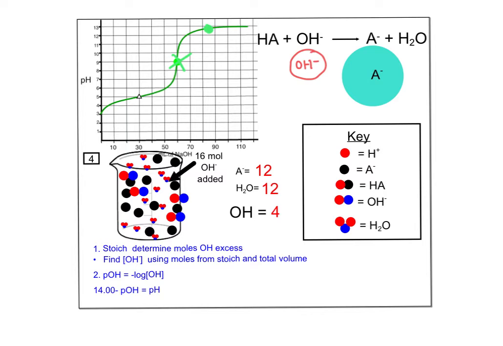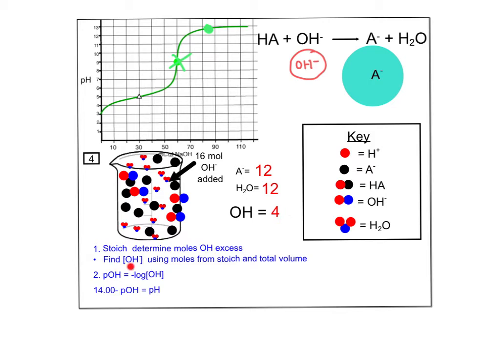Okay, we are on beaker number 4, and here's the deal. We have added 16 moles of OH. So we started with 12, we've added 16. So I can only still make 12 and 12 of the water and the A minus because there's no more HA. But that means I'm going to have 4 moles of excess OH minus in here. So how do I figure out the pH when you have this strong base and then this weak base present? Well, we're going to do stoich to find how many moles of OH are excess. In this case, it's 4.